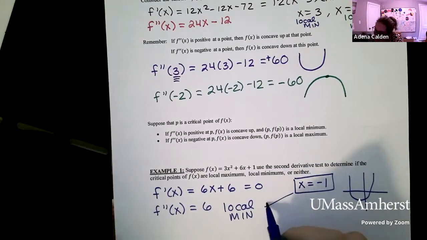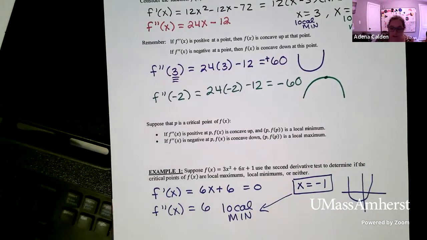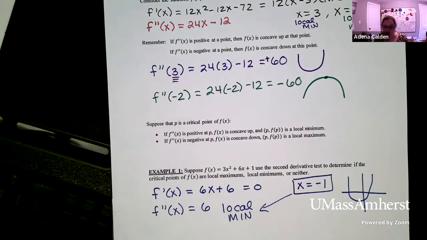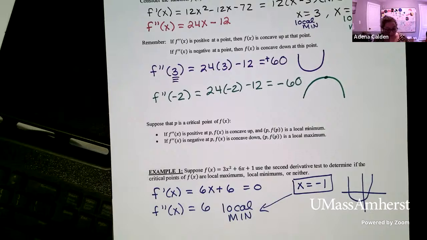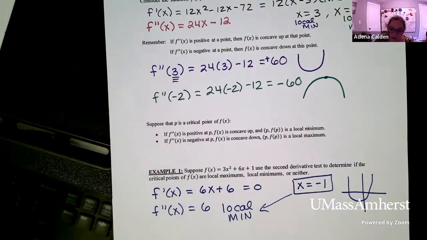So even if you can't plug in your critical point, you can still use the second derivative test. The only time that we run into trouble is if the second derivative equals 0, which is not positive or negative, but that is a special case that we will learn how to deal with next week.